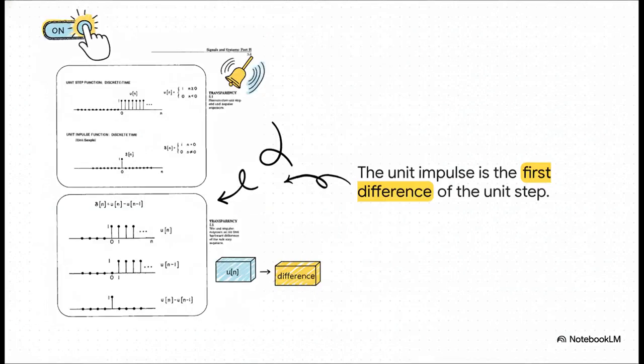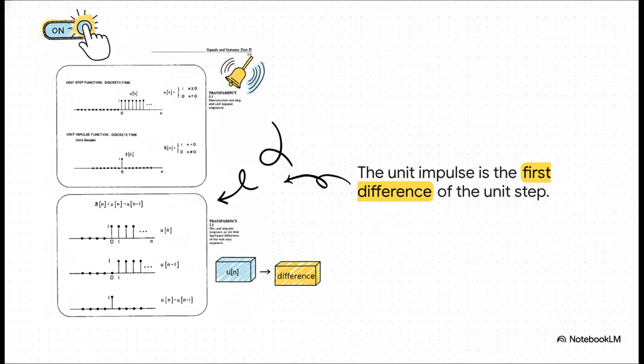So what's the connection between our on switch and this tap? Well, it's actually incredibly elegant. Just look at what's happening here. If you take the unit step, u of n, and then you subtract a version of it that's just been delayed by one tiny step, so u of n minus 1, what do you have left?